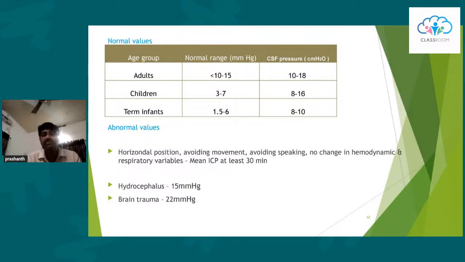Some of the arbitrary thresholds that have been described are in hydrocephalus. A 15 millimeters of mercury value is taken as a cutoff. Similarly, the Brain Trauma Foundation describes a threshold of 22. It was somewhere between 20.